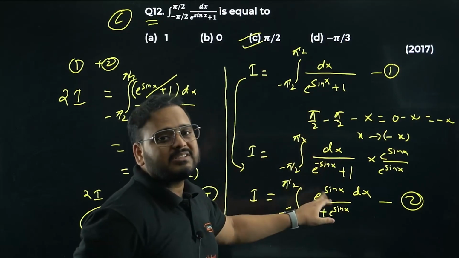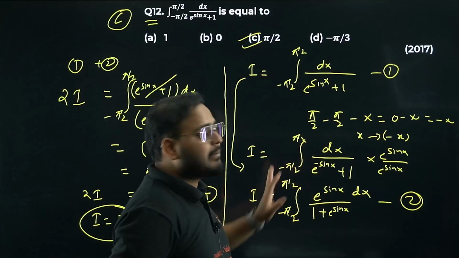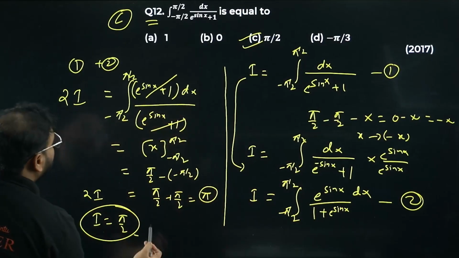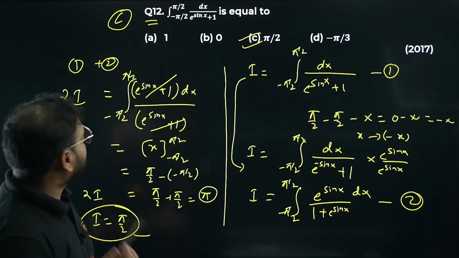Subtract the limits, divide by 2. You'll have pi by 2 minus pi by 2. What is the difference? Pi divided by 2. The answer will be pi by 2. Option C is correct. Question number 12 is done.